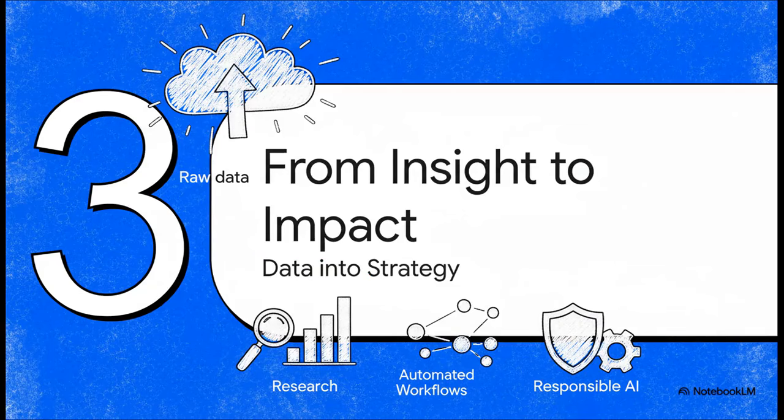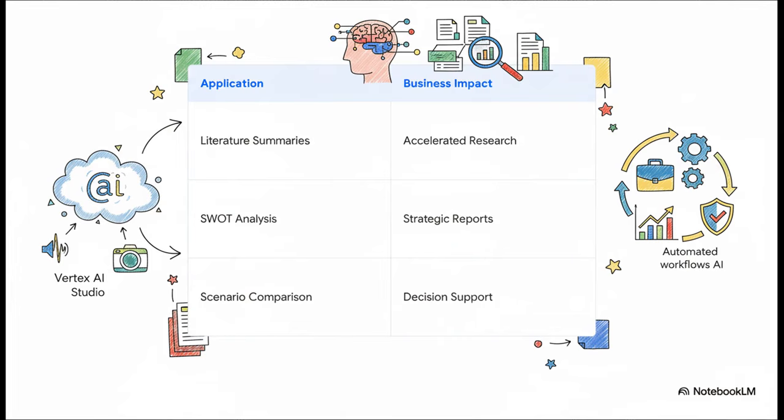So, we have this powerful toolkit, right? But what can you actually do with it that matters? This next part is all about how you take that raw information and turn it into real, tangible strategy for your business or research project. And this is really where it all comes together. Just look at these examples Dr. Grant points out. You could feed the AI dozens of dense research papers and get back a perfect, concise summary.